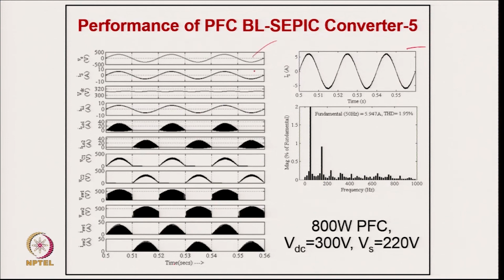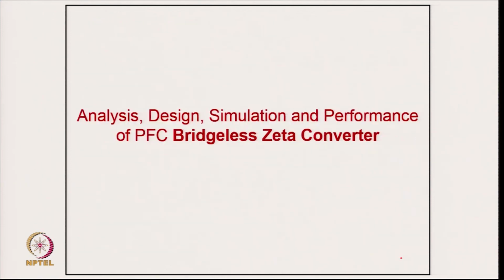You can see the supply voltage, supply current, the DC link voltage, and the input inductor current continuous, then the output inductor current discontinuous for positive and negative half cycle, the energy transfer capacitor voltage continuous for positive half cycle, and switch voltage, switch current. This is the THD of only 1.95% for 800 watt, output voltage 300 volt and 220 volt supply.